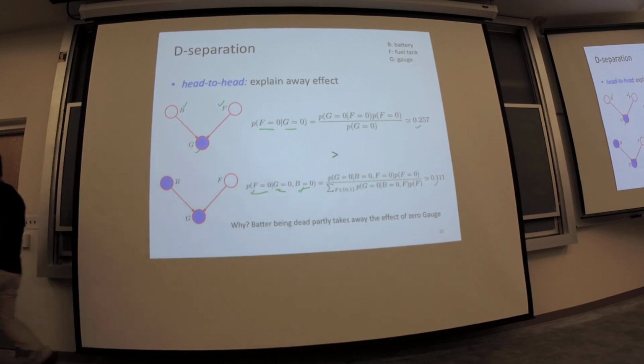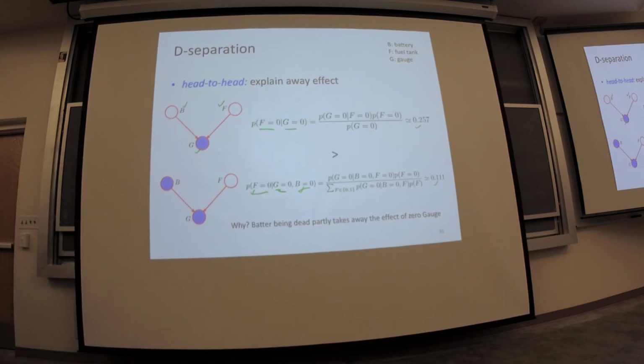But the interesting observation is that if you do not condition on the battery status, the probability is bigger. Once you condition on your battery status being dead, the probability that your fuel tank is empty is reduced to 0.111. Why? This effect is called the explain-away effect.